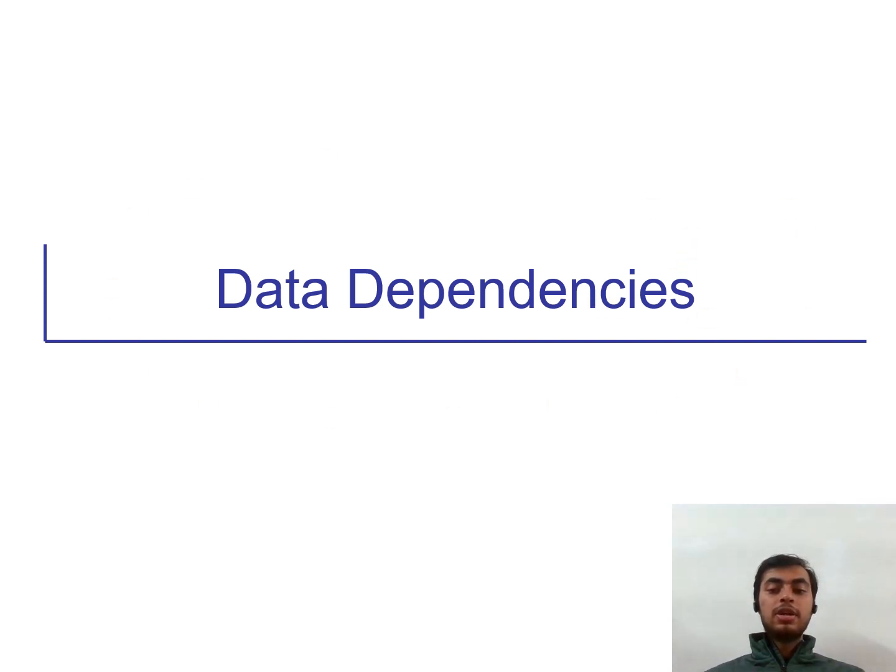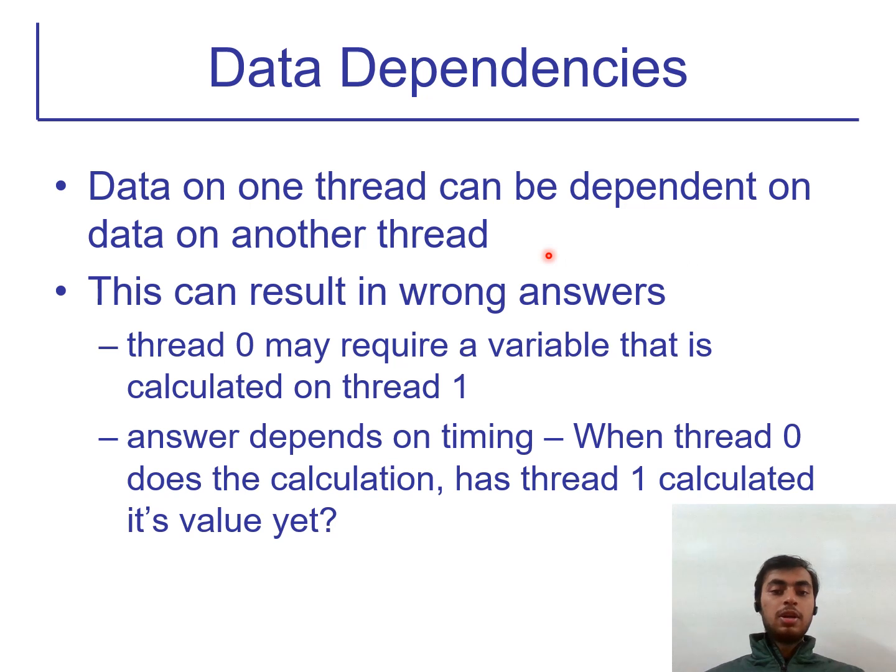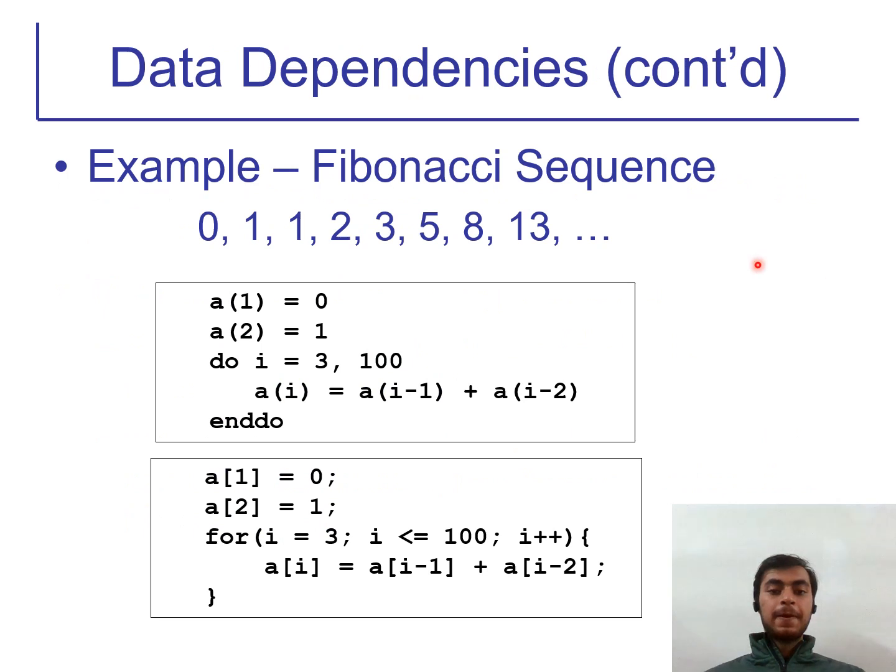Now let's look at what the data dependencies are. Data on one thread can be dependent on data on another thread. This can result in wrong answers. Thread 0 may require a variable that is calculated on thread 1. Answer depends on timing. When thread 0 does the calculation, has thread 1 calculated its value yet? Example: Fibonacci series, Fibonacci sequence.